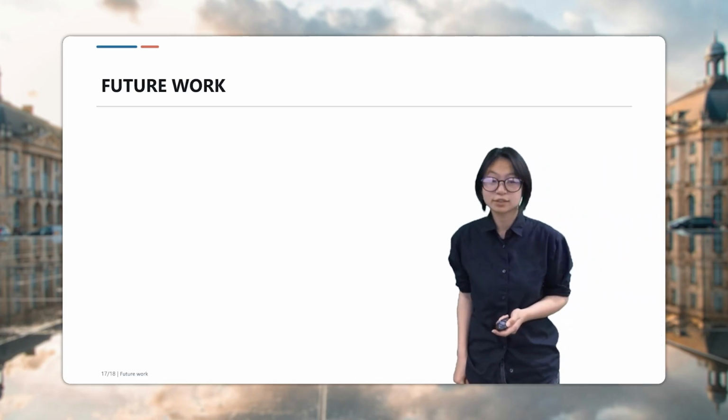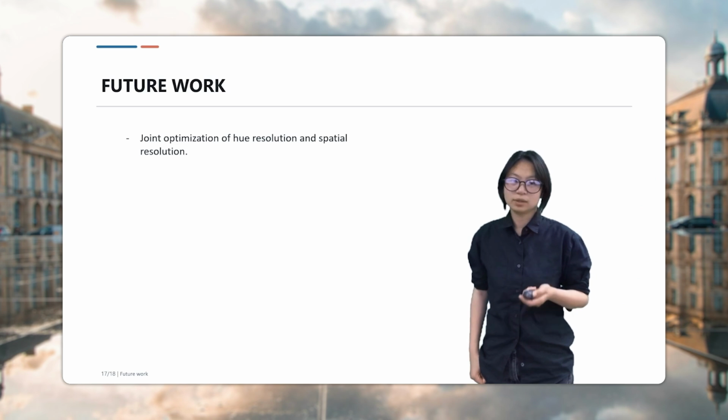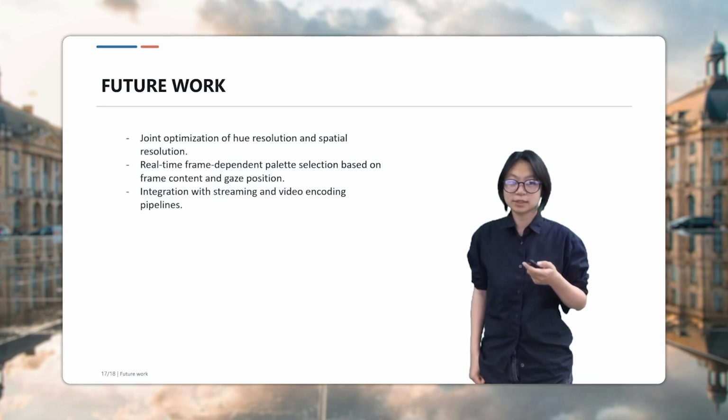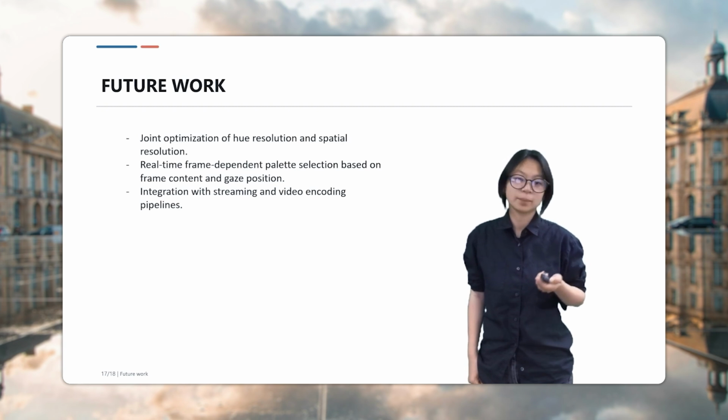So there are several directions for future work. The first, the natural next step would be to jointly optimize this with spatial resolution, which might give us more savings. And second, the current method uses a relatively fixed, image-independent quantization. For future work, we could try to select palettes smartly based on the frame content, the gaze position, and eccentricity. And finally, the method could be integrated with a practical streaming or video encoding pipeline, so we can test how it actually performs in real codecs or end-to-end video streaming systems for VR.